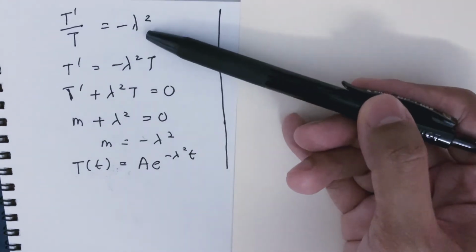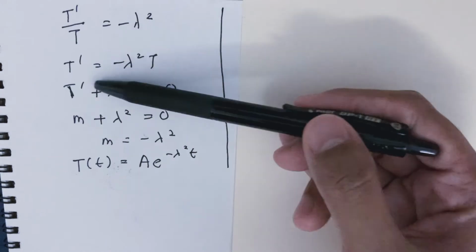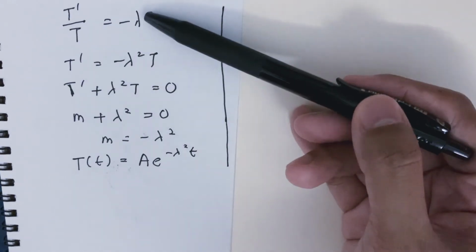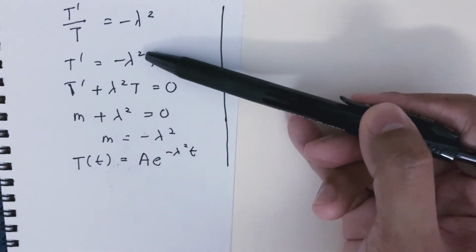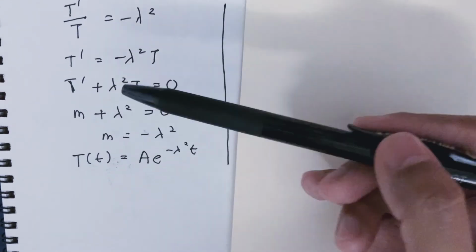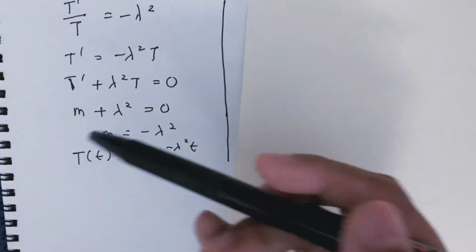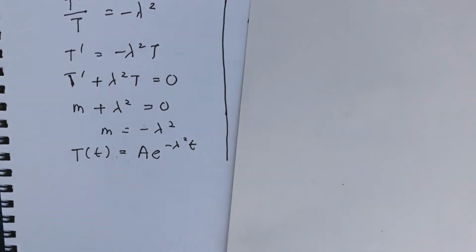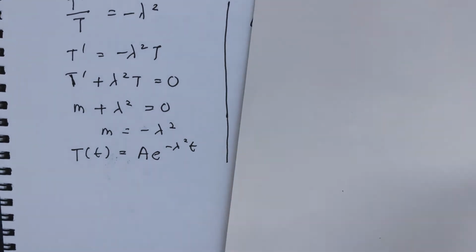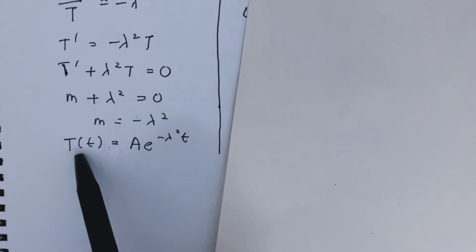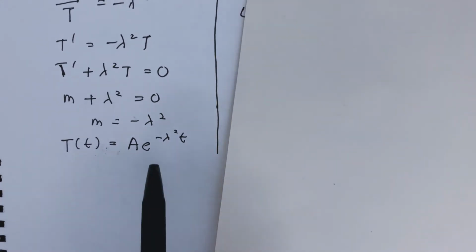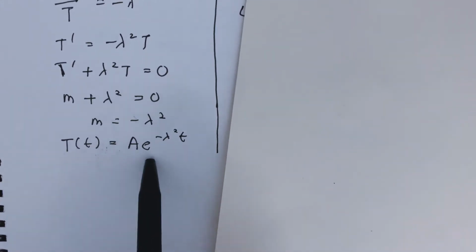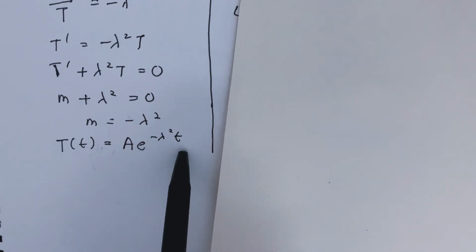Okay, t equals negative lambda squared, and then this is all algebra. We bring the t from the right hand side to the left hand side, and this is the phase when we change it into the auxiliary form. Okay, m plus lambda squared equals 0, then we will get the root for m is negative lambda squared, which gives the solution for this t as a, which is a constant, times exponent negative lambda squared t. Okay, a is any constant.